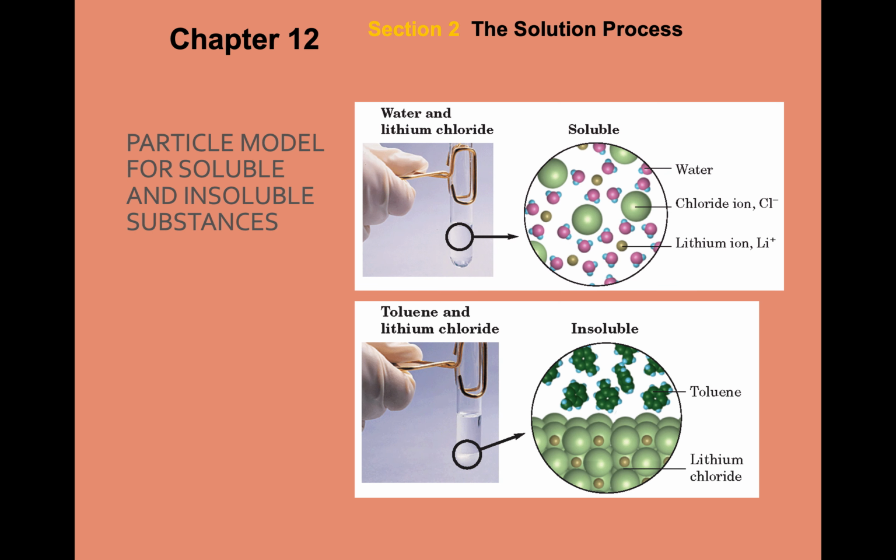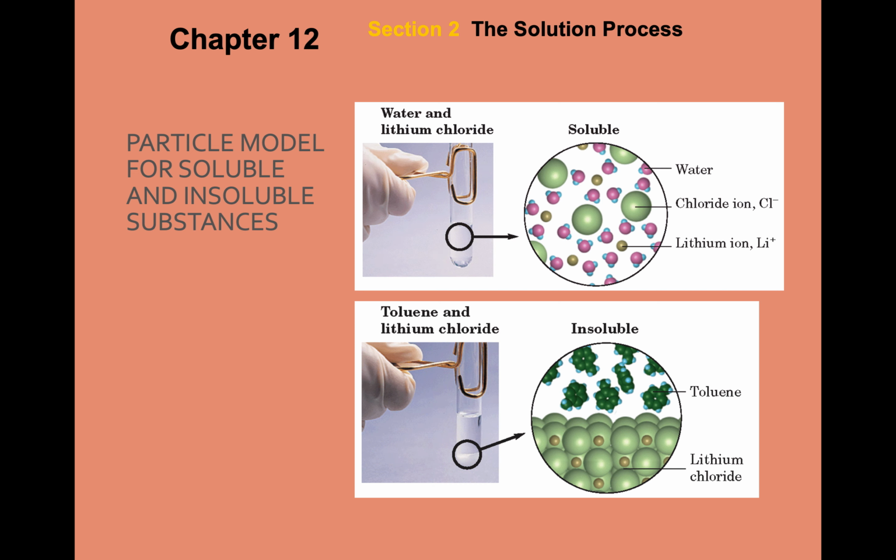Okay? So back to what we were talking about. We're talking about the rate at which these things are going to occur and how solubility is going to be involved. So here we have 2 solutions. We've got toluene and lithium chloride on the bottom, and we've got water and lithium chloride. So lithium chloride is a salt, and water is our solvent in the first diagram, and toluene is our solvent in the second one, with lithium chloride being our salt in the second one as well. So our toluene is our solvent, and our lithium chloride is our solute in both solutions.